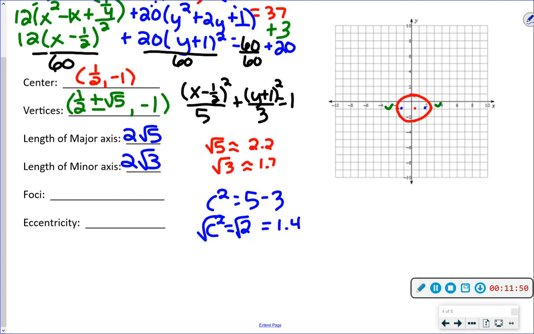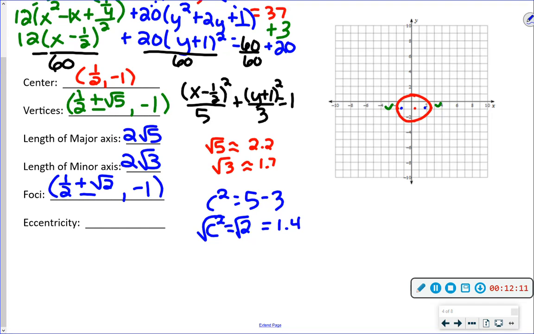Okay, on the major axis, which was horizontal, so right and left 1.4, ballpark it. Now, they're left and right, so that's off your x coordinate of your center. My x coordinate of the center was a half. I went right a square root of 2 and left a square root of 2. We're still at -1 for the y coordinate.